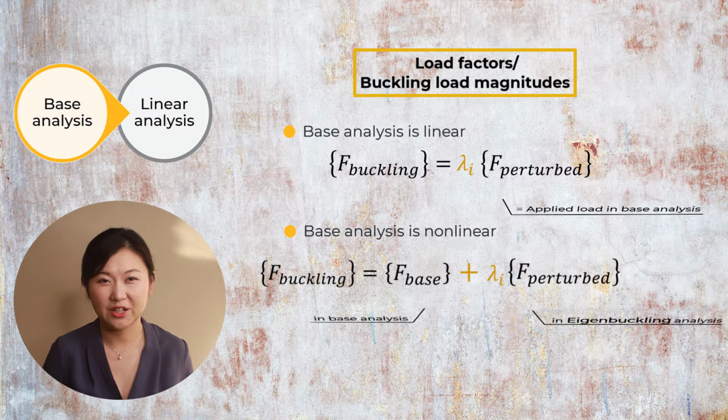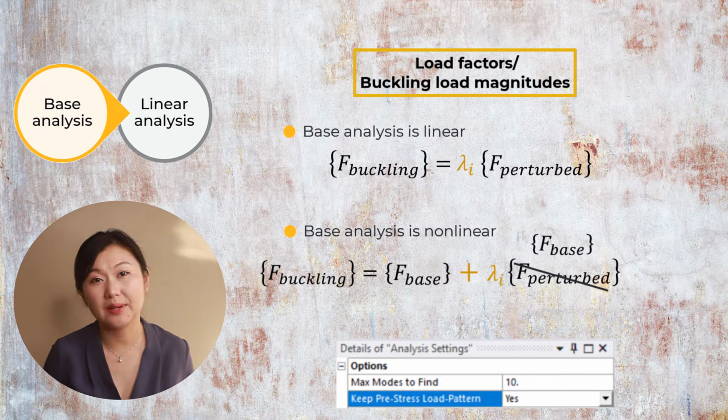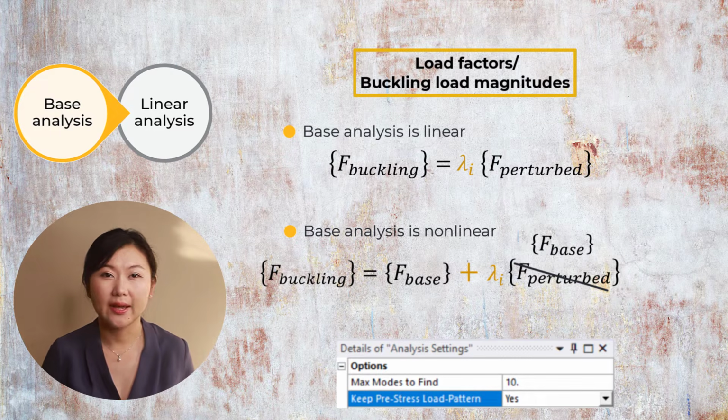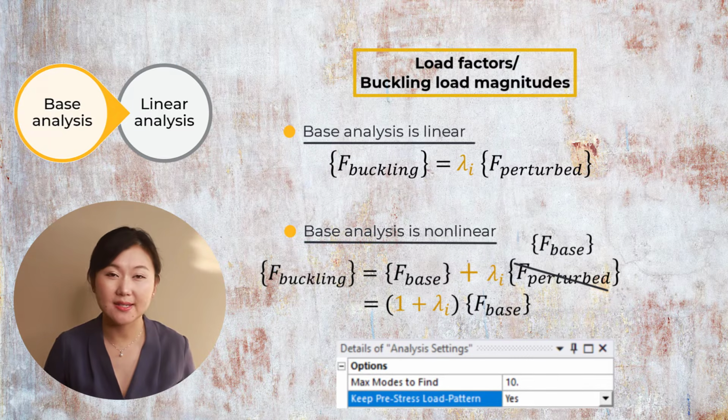Note that if we set keep pre-stressed load pattern to be yes in the buckling analysis settings, the load applied in the base analysis will be used as the perturbated load in the buckling analysis, and we don't need to define a new load. And the total buckling load becomes this. We should pay special attention to the different ways of calculating the buckling load in eigenbuckling analysis based on either a linear or nonlinear analysis, as doing so incorrectly can lead to errors in evaluating the actual buckling load.